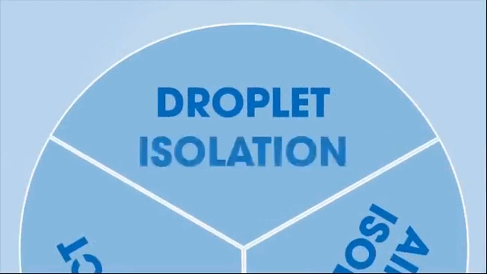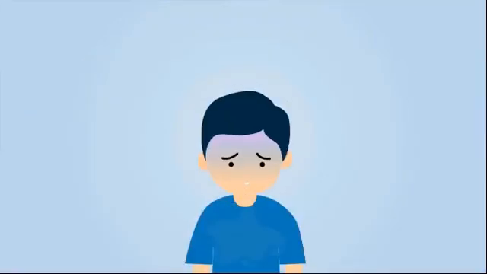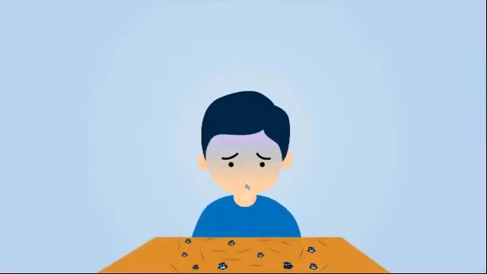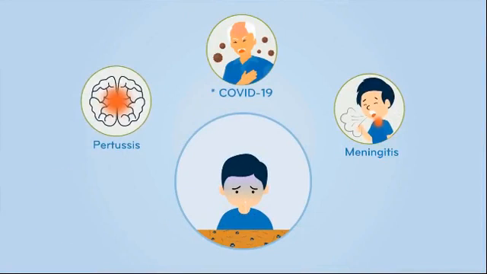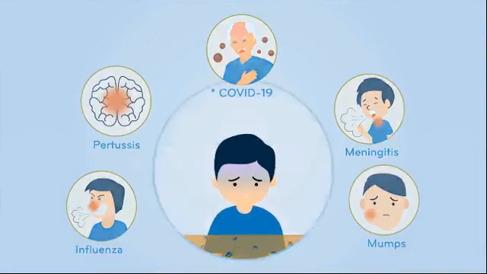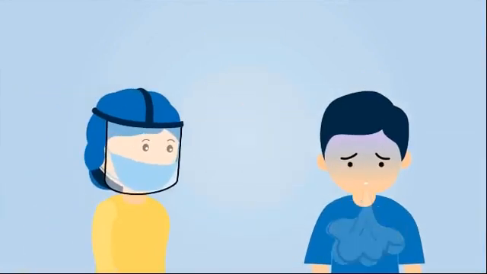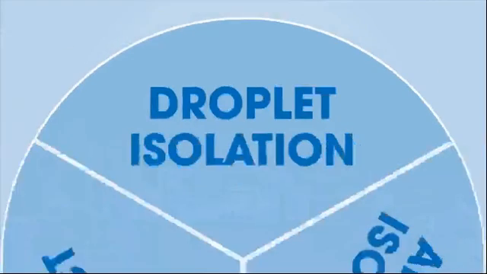2. Droplet isolation is used when a patient has a known or suspected infection with germs that are transmitted by larger droplets, such as meningitis, COVID-19, pertussis, influenza, and mumps. A mask is required if working within 6 feet of these patients.